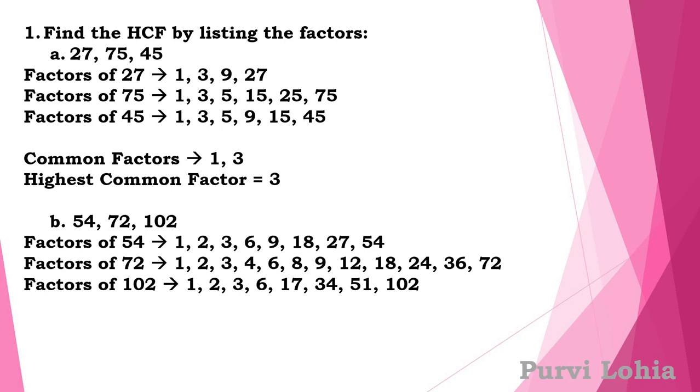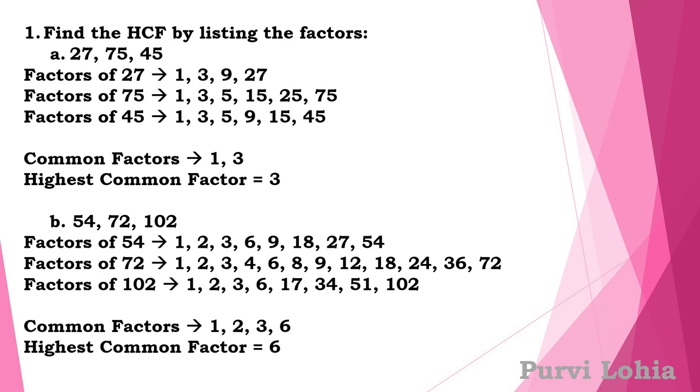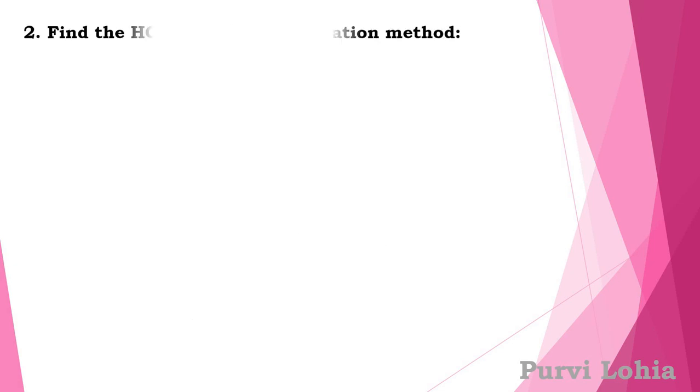So what are the common factors here? Yes, the common factors are 1, 2, 3 and 6. So the highest common factor will be 6. Okay. Next question. Find the HCF by prime factorization method. 7021 and 4130. So we will prime factorize both the numbers.